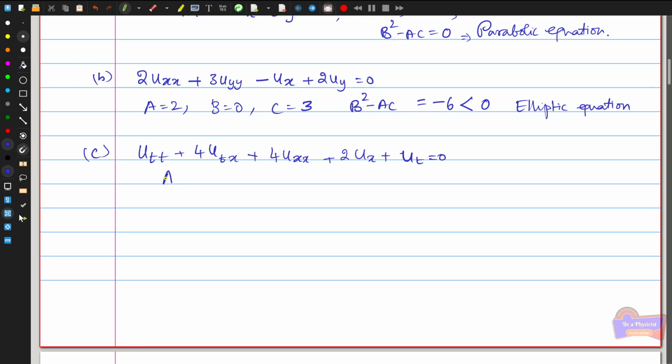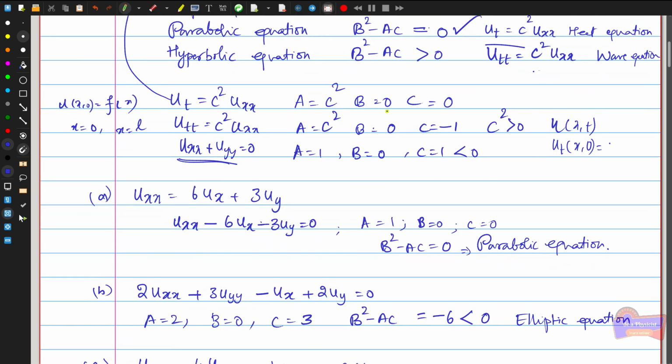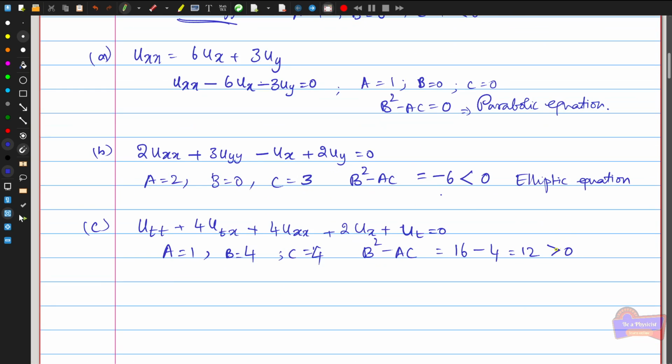This is taken as the first independent variable. So the value of a is equal to 1, and the value of b is equal to 4 because of the tx term, where we can take x and y, and the value of c is also equal to 4. So I can substitute these values into b squared minus ac. The b squared value is 16 and a is 1. So you substitute the values and you get 16 minus 4, which is equal to 12, that is greater than 0. If b squared minus ac is greater than 0, then that comes under the category of the hyperbolic equation. So this equation is hyperbolic.